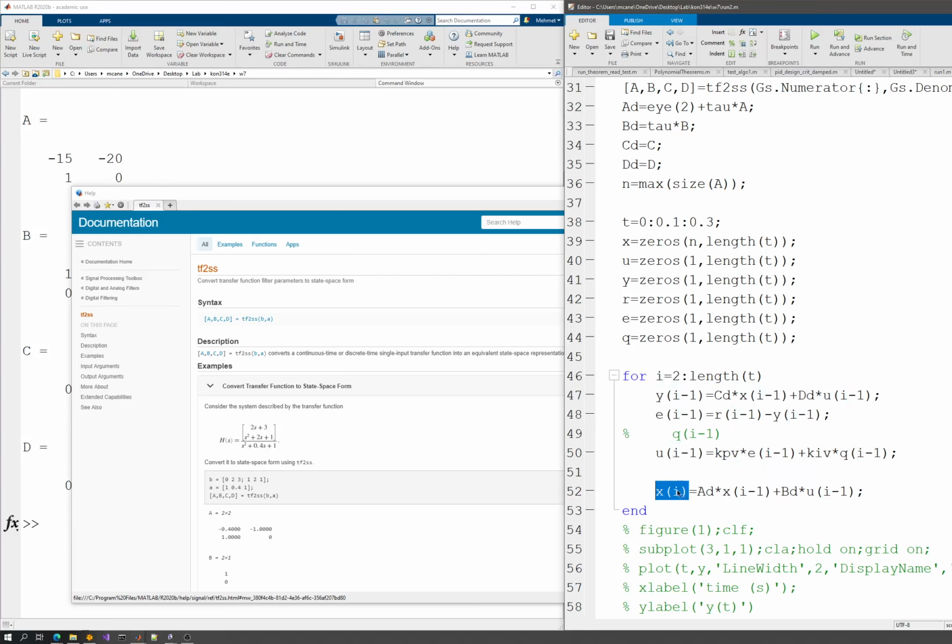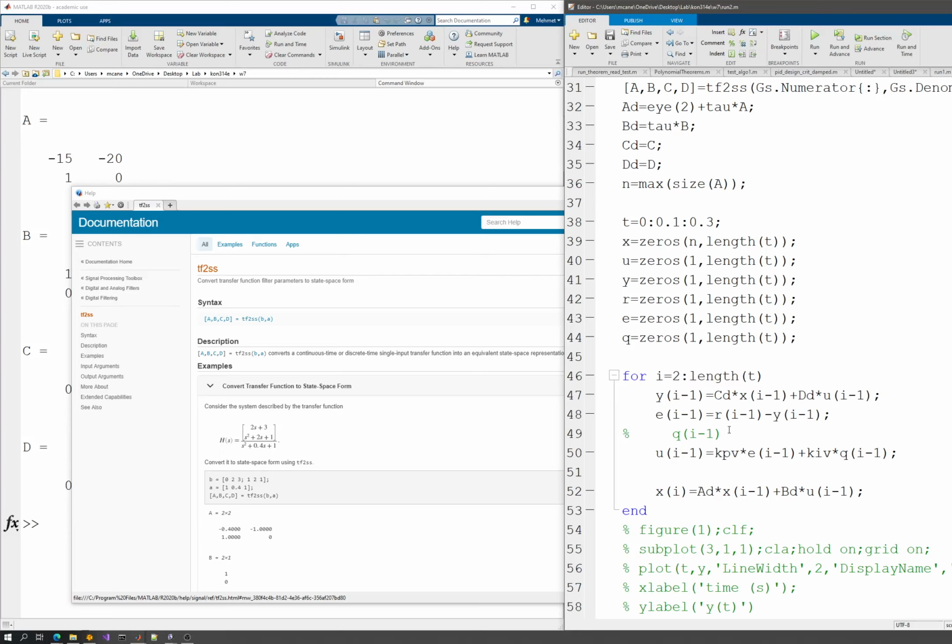Since this was x2 and i will be increased here, I will start with 2 basically. Or basically it should be 3 because I started with 2. This will use y2 equals cd times x2 plus dd times u2, and then e2 equals r2 minus y2, and q2 is calculated. Then I will have u2 calculated from these values, then x3 will be calculated, and this goes on up to the point where I am at the end of my time vector.